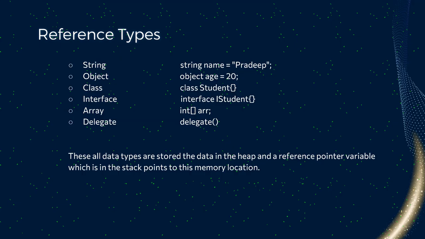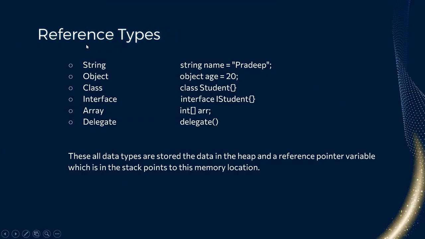Now next let's move to the reference types. What are the reference types? As we discussed, reference data are stored in the heap, and there are different reference types like string, object, class, interface, array, and delegate. We will be discussing all these in later videos. The data for all these types is stored in the heap, and a reference pointer variable, which is in the stack, points to this memory location to access the data.